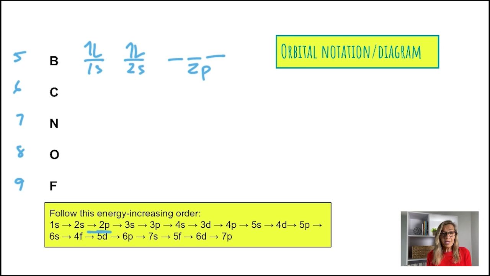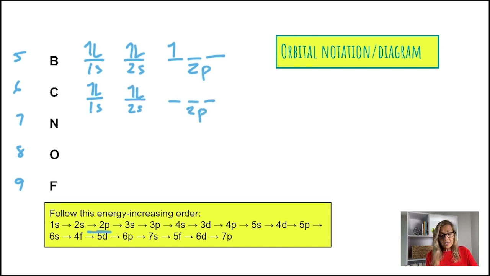There's always 3 p orbitals overlapping. And then we just want to put that 5th electron right there in that first orbital. Okay, carbon is going to look a lot like this, but we only have 1 electron more. So I'll draw my 2p orbitals.